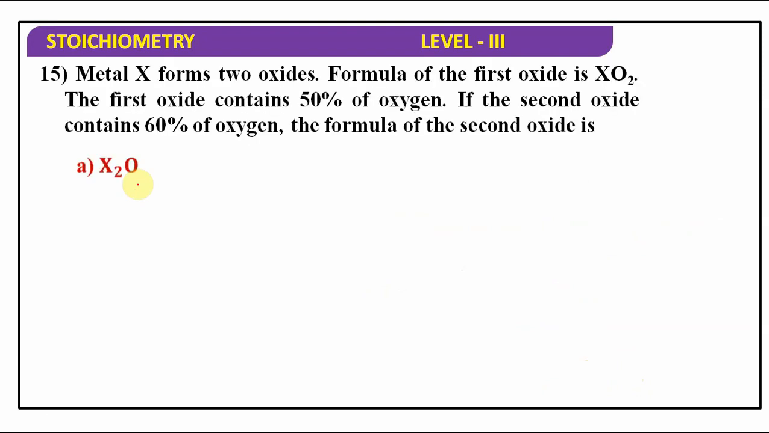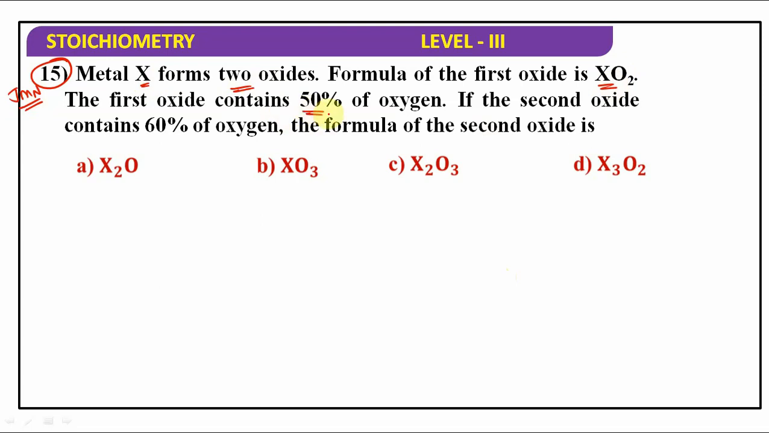Observe it carefully. It's a very, very important question. It's a previous year JEE Main asked question. Observe it carefully, children. Metal X is there. That metal X is forming two oxides. Formula of the first oxide is XO2, and that first oxide contains 50% of oxygen. If the second oxide contains 60% of oxygen, the formula of the second oxide is. So let's try to understand that.